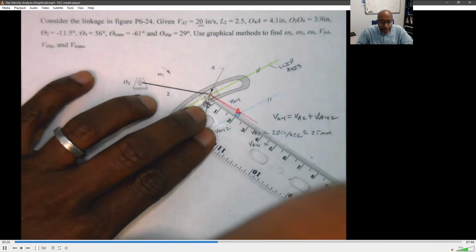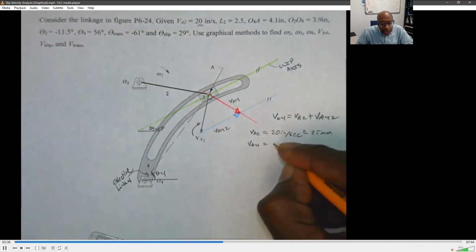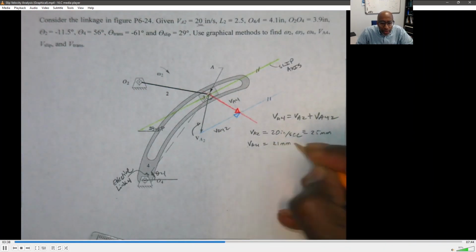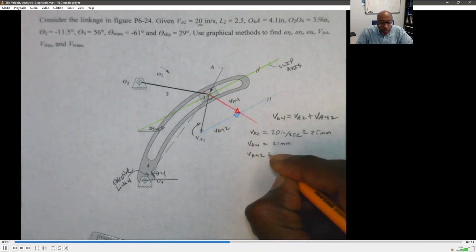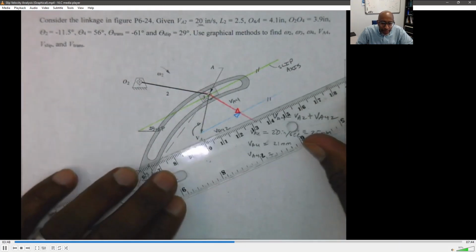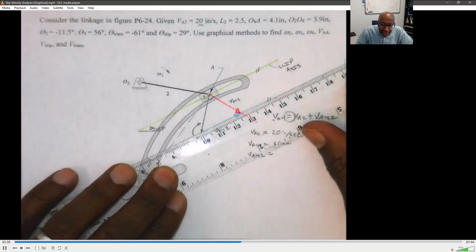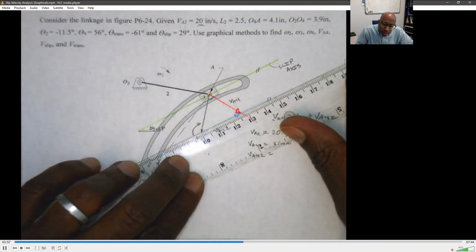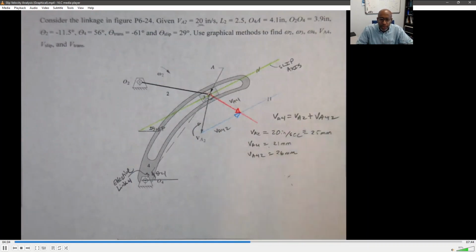So let's measure VA4. And that looks like about 20, I would say 21 millimeters. And we also want to measure our VA42 to get that as good as we can. It's graphical, so it's not going to be perfect, but we're using the millimeter side of the ruler. It makes it a little easier. And that looks like about 22 millimeters, I think. Oh no, we're over there, about 26 millimeters.